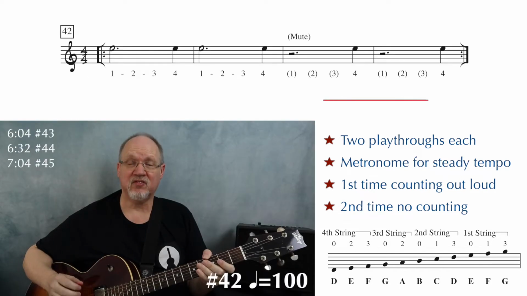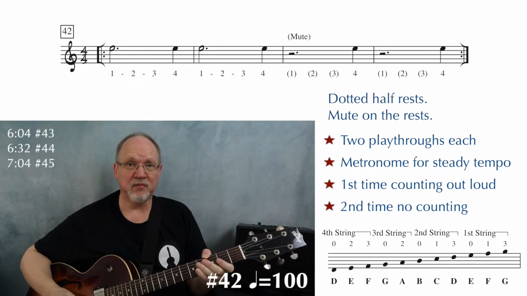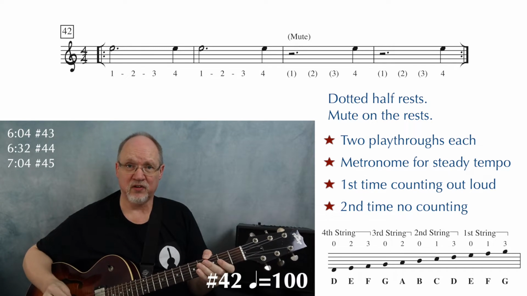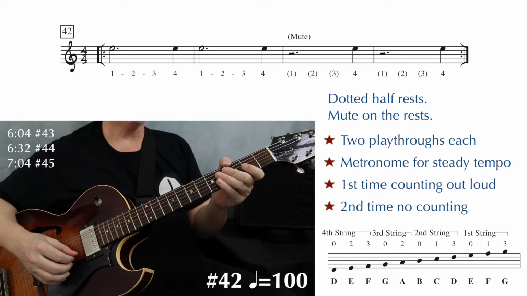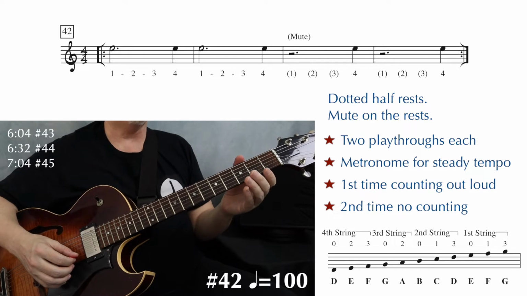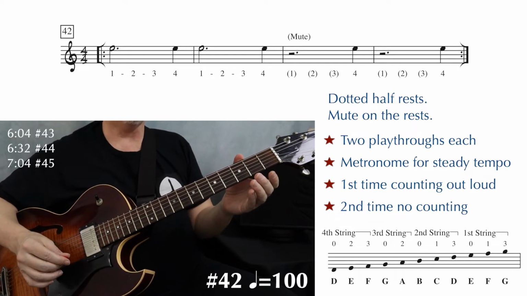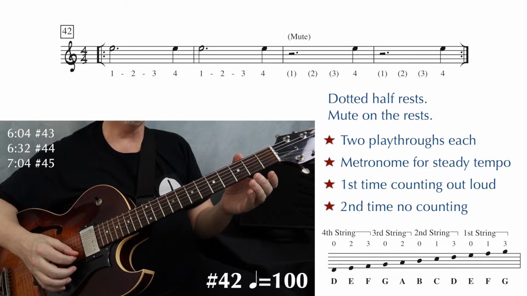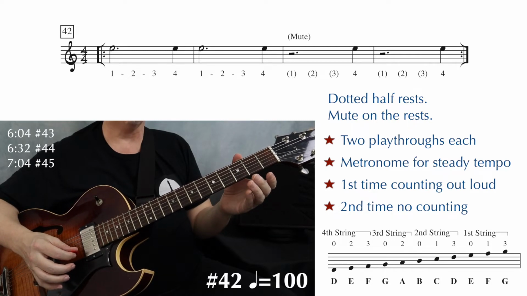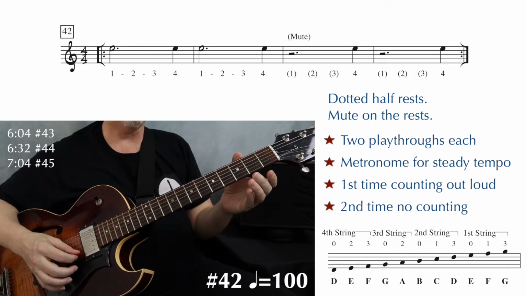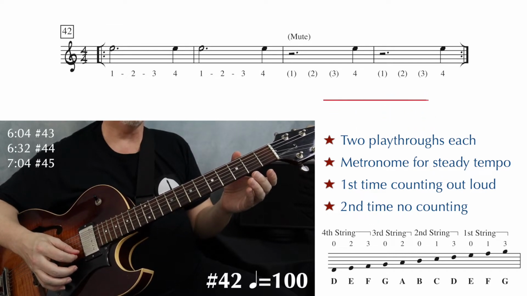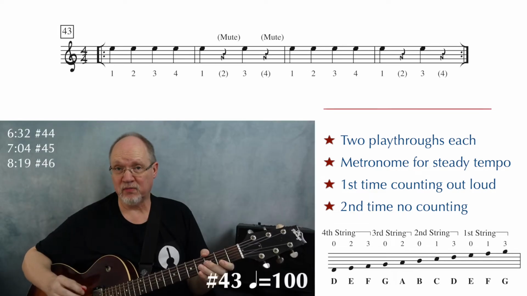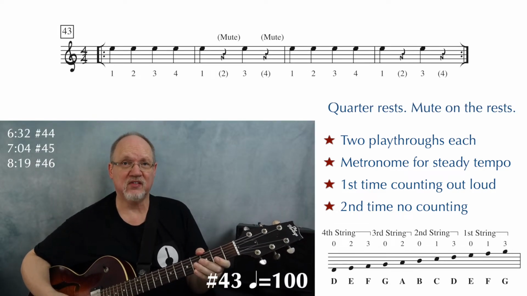Number 42, we have some dotted half note rests, and another reminder, make sure you mute the string on the first beat where the rest occurs. 1, 2, 1, 2, 3, 4. 1, 2, 3, 4. Mute, mute, 2, 3.